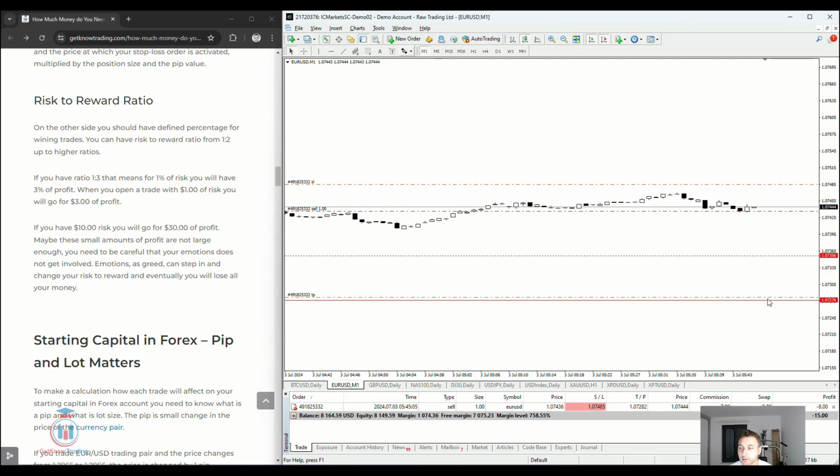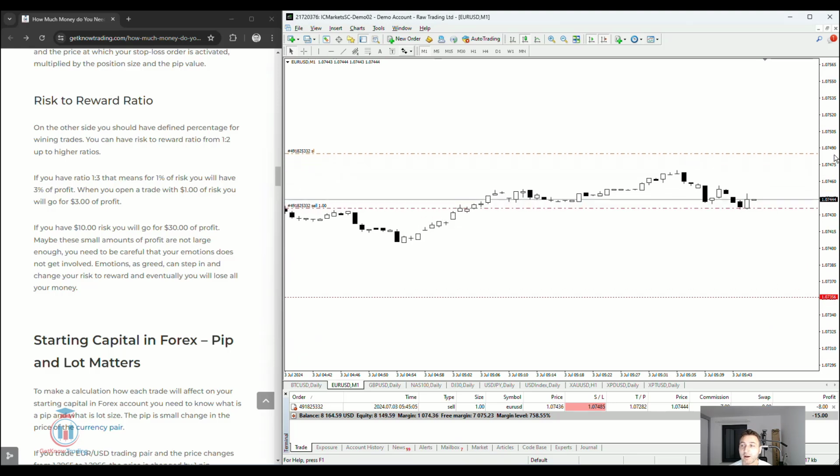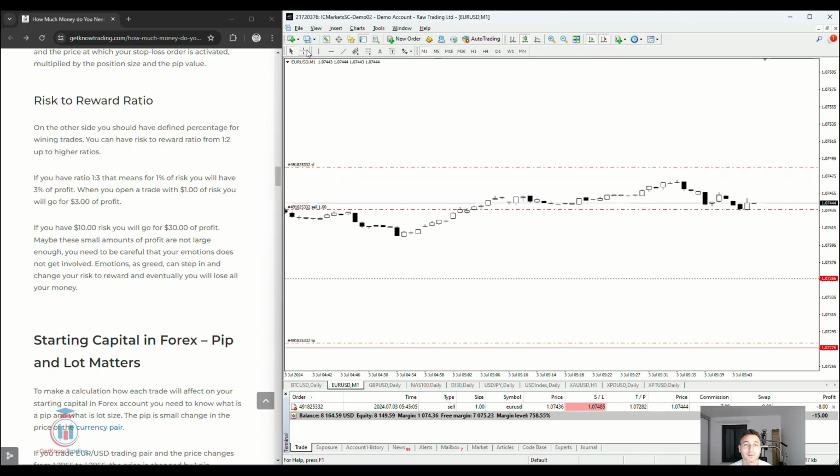For example, here it is currently at 154. So currently I have a risk to reward ratio of 1 against 3. So that means I'm losing $50, but if I make money, that means my trade closes with a profit, I will earn $150, which is 3 times more than the loss. So this is the risk to reward ratio.